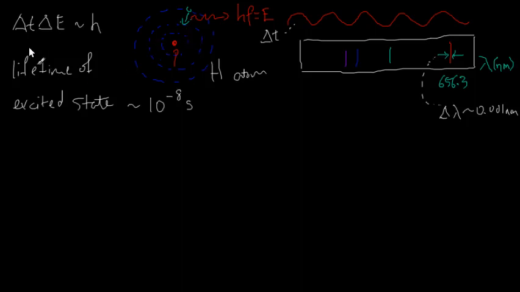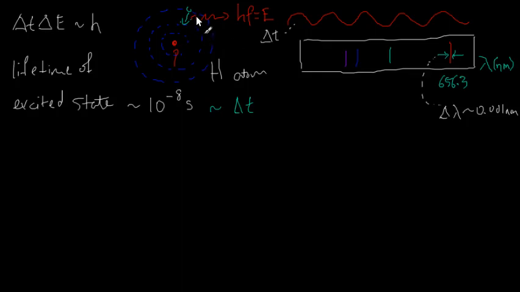So what we could do for this example is that we can think about the duration of this red light that is emitted. We can think about the duration as roughly equal to the lifetime of the excited state. So this is roughly equal to delta t. So it stays up there for about this time and then comes back down.